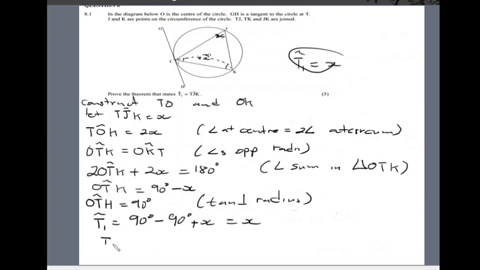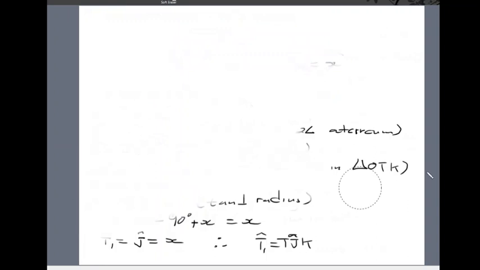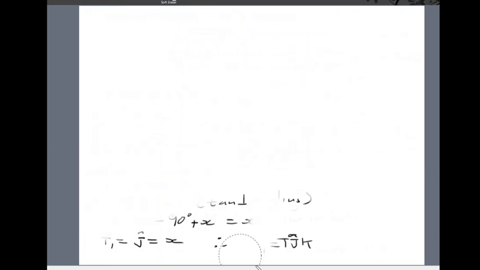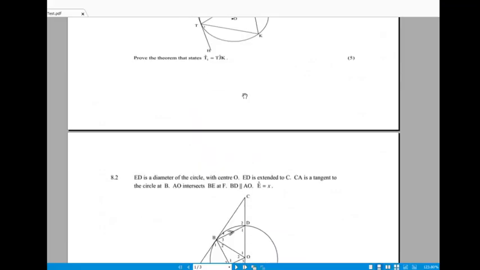Now I have shown that T1 is equal to angle J. They are both equal to x. Therefore T1 is equal to angle TJK. That completes the proof, and you get 5 marks here. Right? So that's how you prove it. Okay, now we're done with 8.1. So now we go to 8.2.